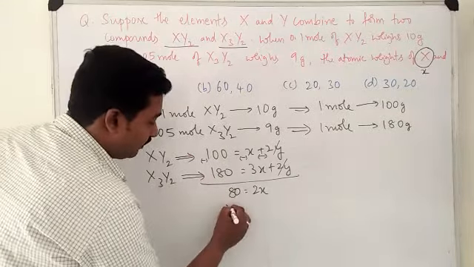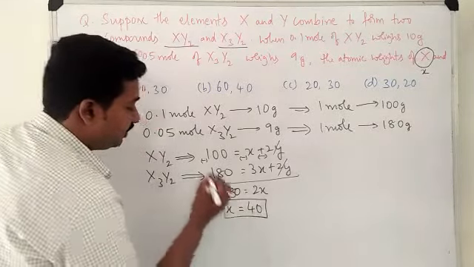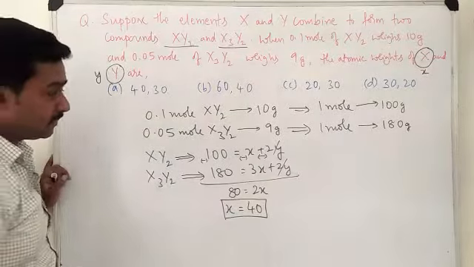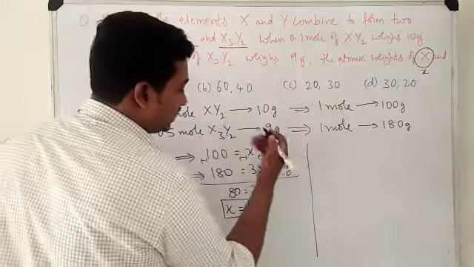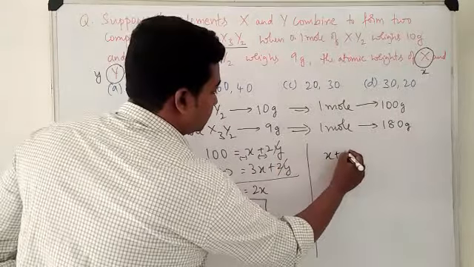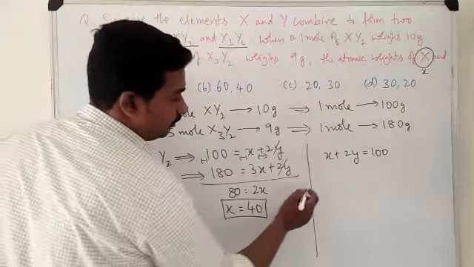So I get the value of X here. X is equal to 40. The atomic mass of X is 40. Then solve it for Y using one of these two equations. I will consider the first one. X plus 2Y is equal to 100. Substitute the value of X here.